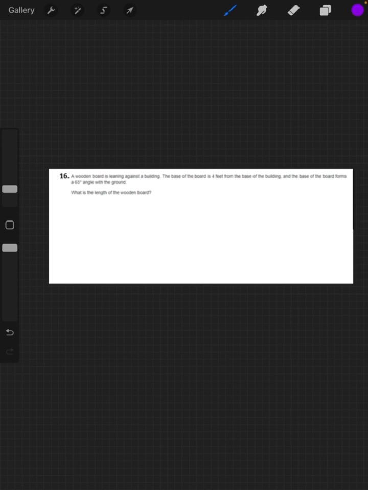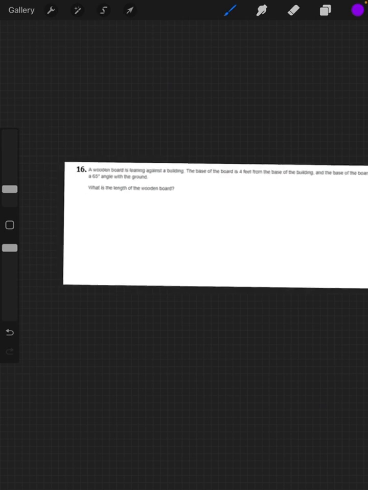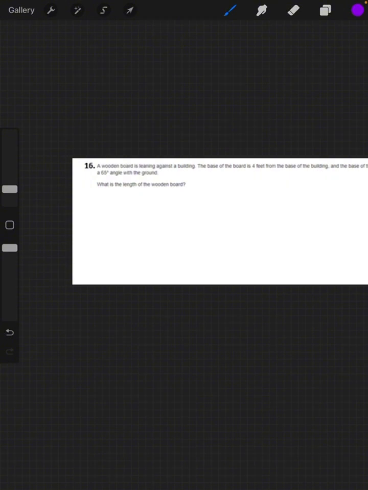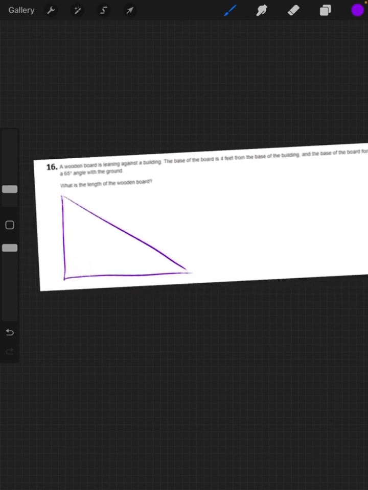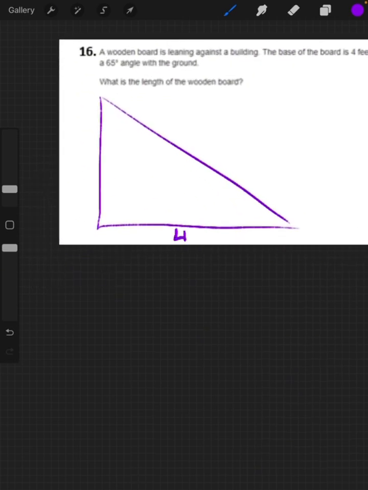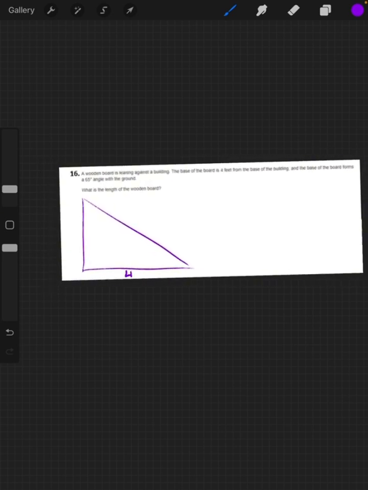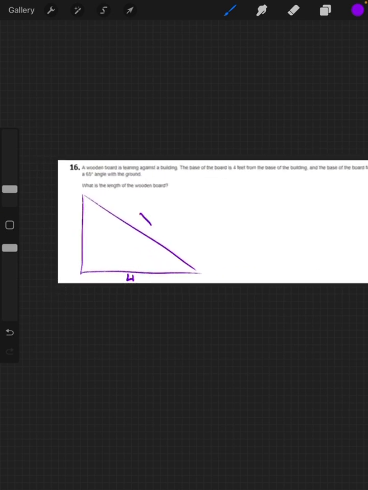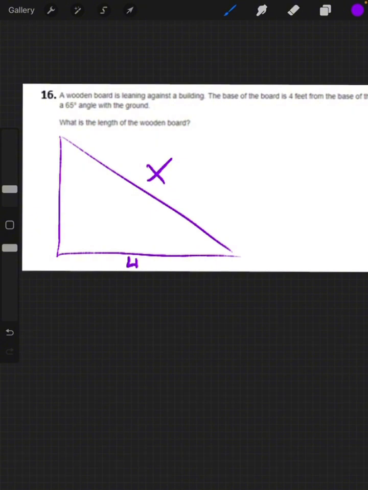A wooden board is leaning against a building. The base of the board is 4 feet from the base of the building, and the board forms a 65-degree angle with the ground. What is the length of the board? We're going to draw a big triangle. Okay, so the base of the board to the wall is 4 feet, so that would be 4. We're trying to find the length of the board, so we're finding this side, and we have a 65-degree angle.